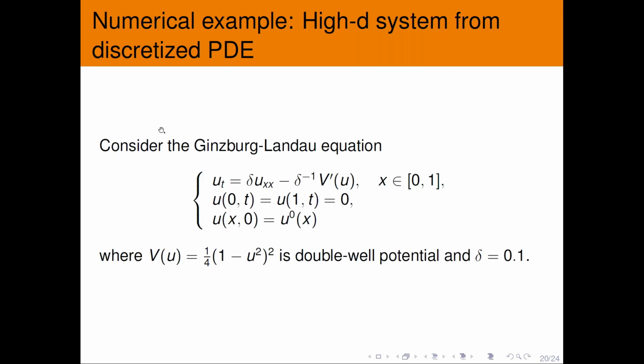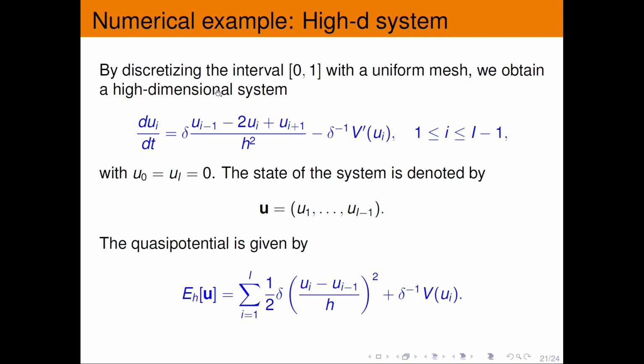In the second example, we consider a high-dimensional system. It is obtained by discretization of this Ginzburg-Landau equation. It is a PDE defined on the interval (0,1) with the homogeneous boundary condition. Here V is a double-well potential, and we take delta as 0.1. By discretizing the interval (0,1) with a uniform mesh, we obtain this high-dimensional system. The dimension of this system is I-1.